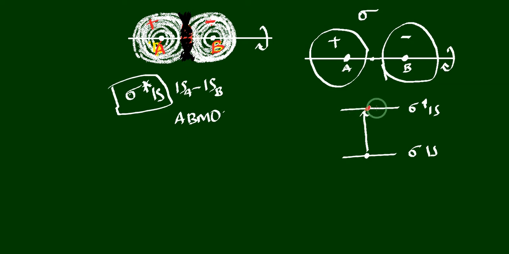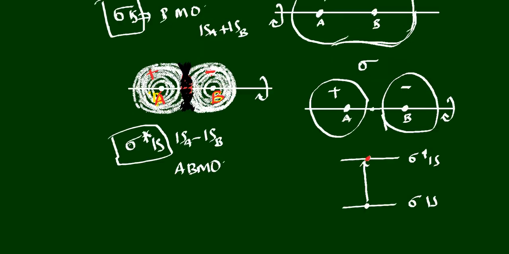Once it is excited to here, it will occupy the antibonding molecular orbital, so the molecule will immediately dissociate. Okay, that's what is going to happen. That's what we can understand from the molecular orbitals of the hydrogen molecular ion.